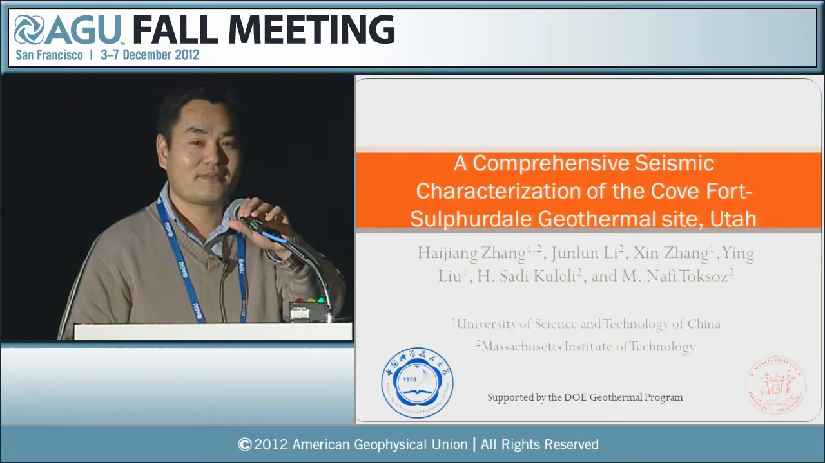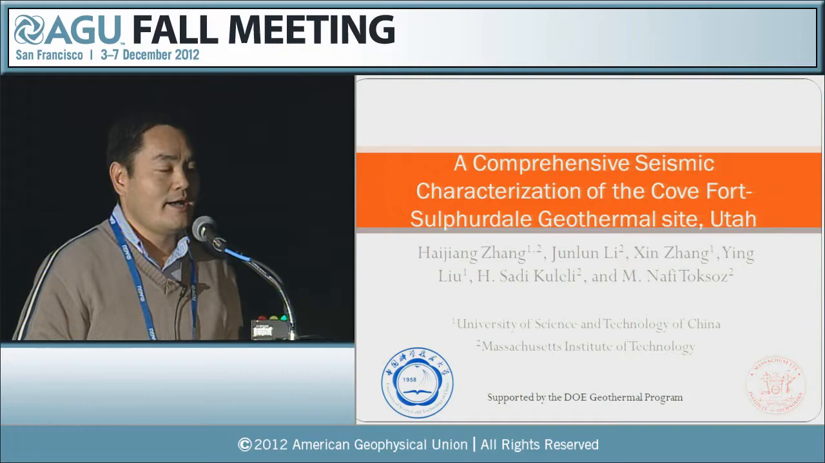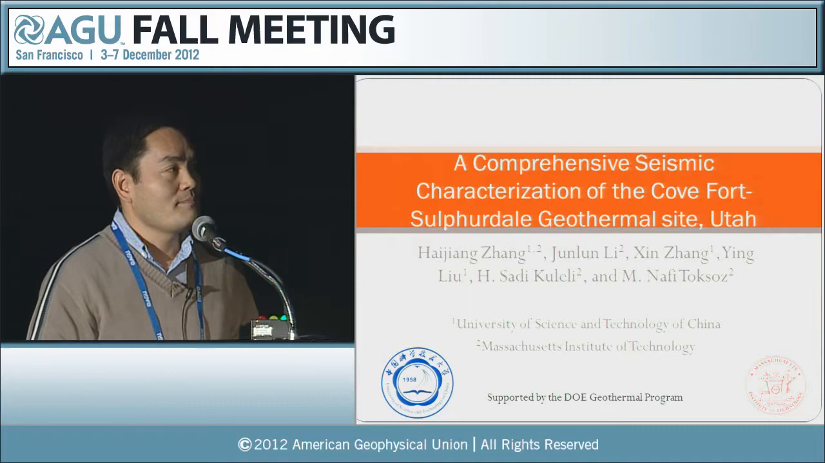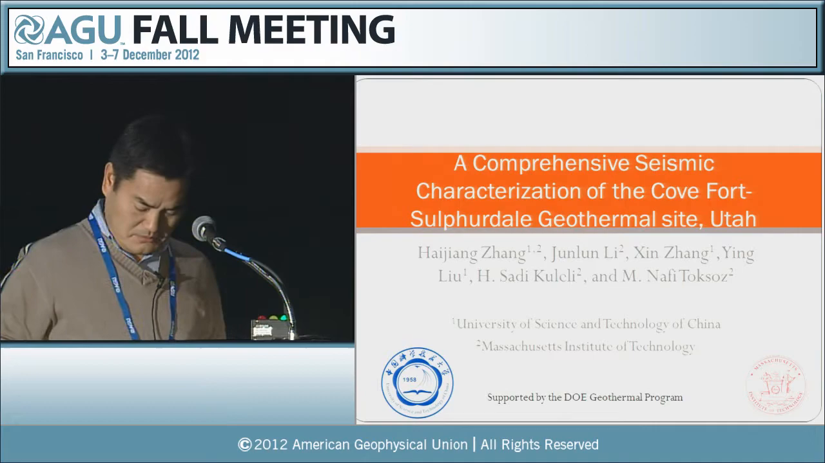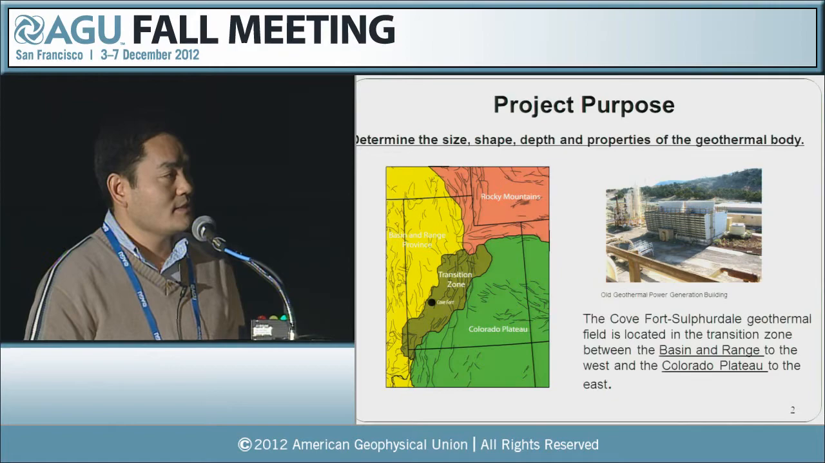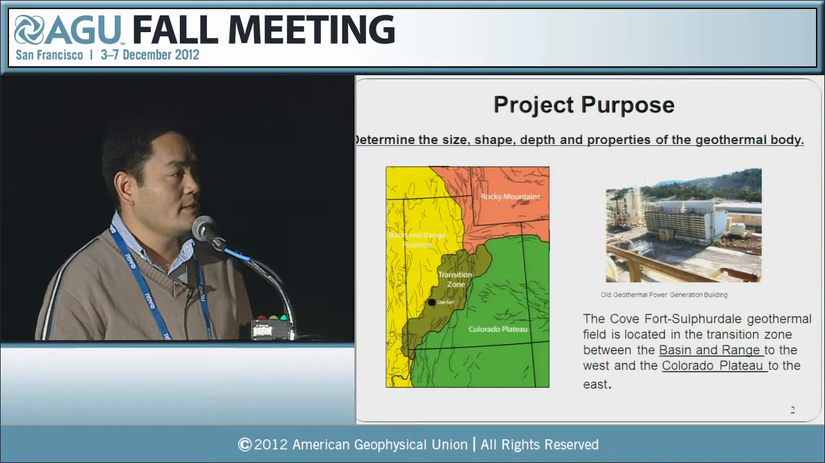Good morning. My name is Haizhang Zhang. Next, I will talk about using different seismic methods to characterize the Cove Fort Sulphurdale geothermal site in Utah. This site is located in central Utah. Geologically, it's located in the transition zone between the Basin and Range to the west and the Colorado Plateau to the east. The purpose of this project is to determine the size, shape, depth, and properties of this geothermal body.